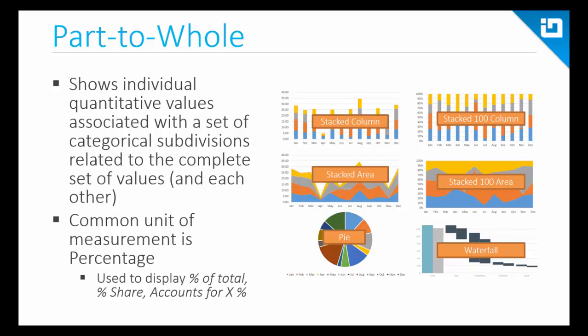Again, when you're doing part to whole, it's recommended against using pie charts just because they don't make it very easy to read and understand the data. Use something like a stacked column or a stacked 100 for probably a much easier and much more common visualization.